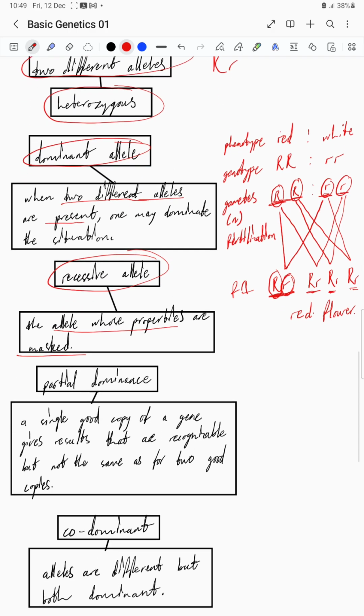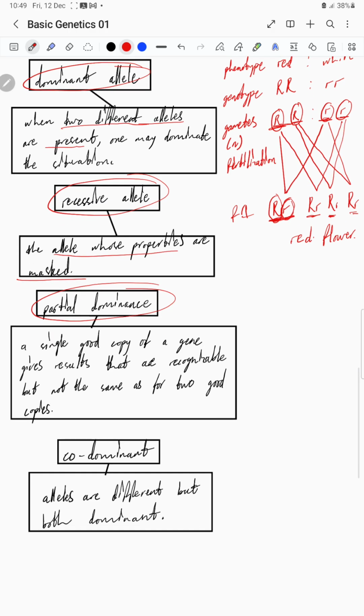So we go on to talk about what is partial dominance. Partial dominance is when a single good copy of a gene gives results that are recognizable but not the same as two good copies. So let's have an example. Let's say this is R, the wild type, and it's dominant. And then we have the small letter r, which is recessive and it's a null allele. That means it doesn't produce the enzyme.